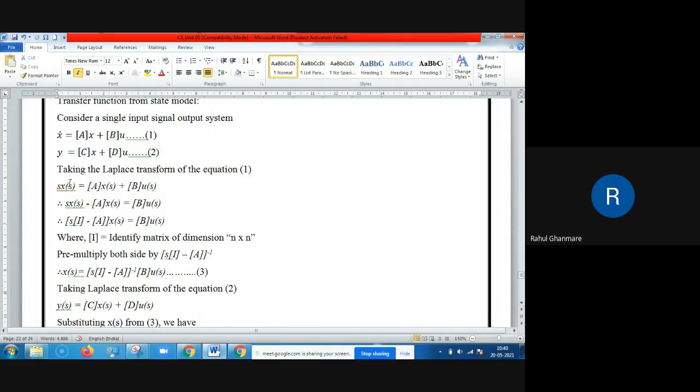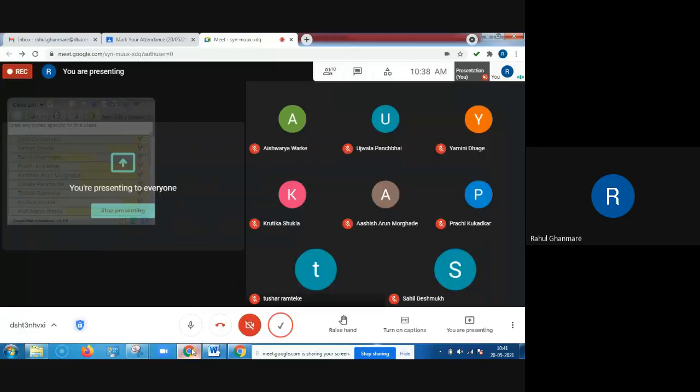We take this complete term on the left hand side, so the equation becomes sX(s) minus AX(s). Now we take X(s) common, and here we put the I matrix. You know that I is the identity matrix whose dimension is n by n, the same as the dimension of A. On the right hand side we have the matrix B times U(s).